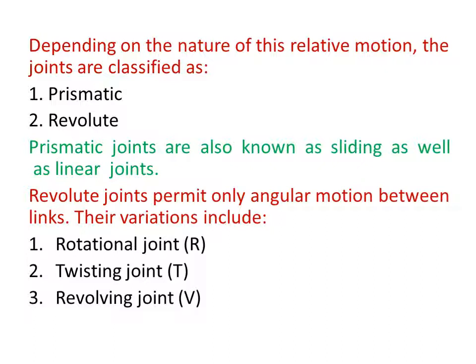If there are two links where the link length is increasing by sliding one link over the other link, this is a kind of prismatic joint.